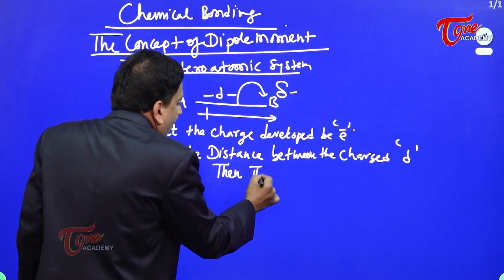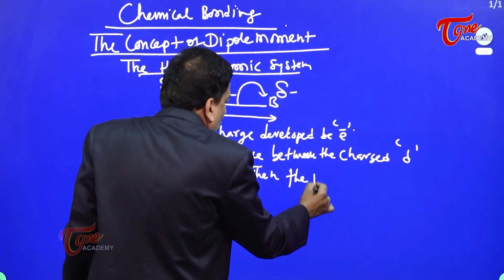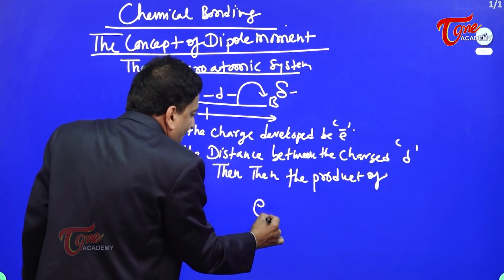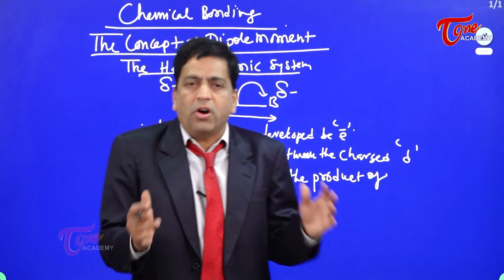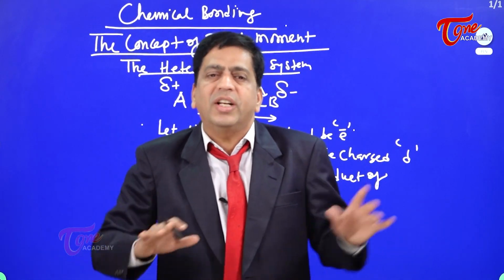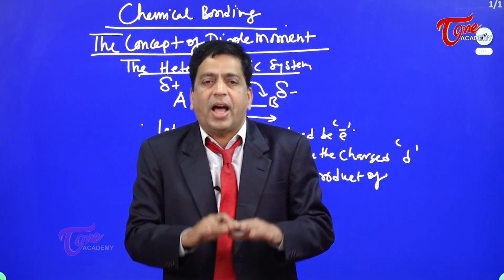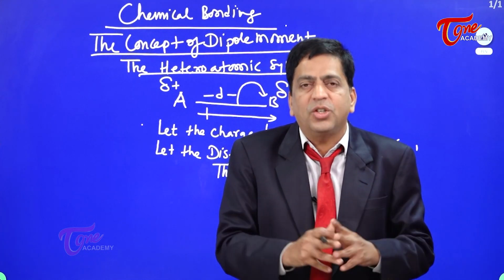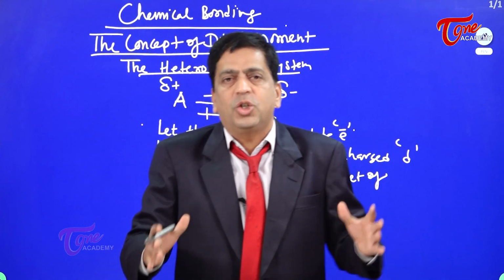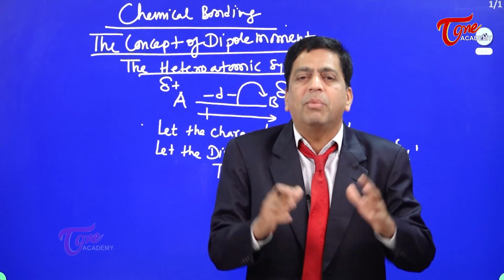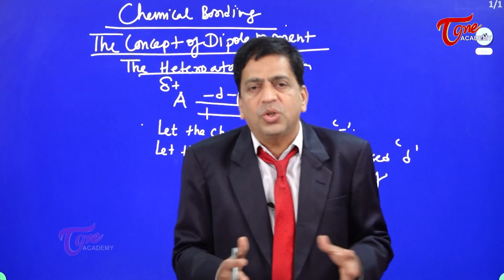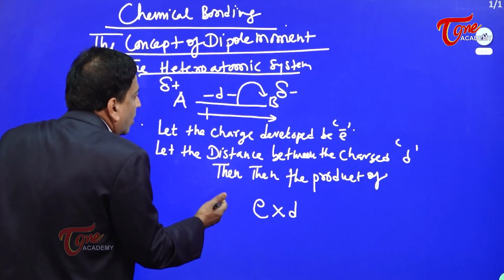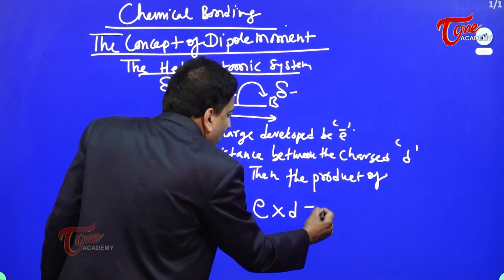Then observe carefully, the product of E multiplied by the distance. What is E? E is the charge developed in an unequal sharing situation. In a covalent bond, if the bond pair is unequally shared, charges develop. The charge magnitude that is developed is nothing but E, and the distance between the charges is D, right? Then the product of E into D is given as mu.